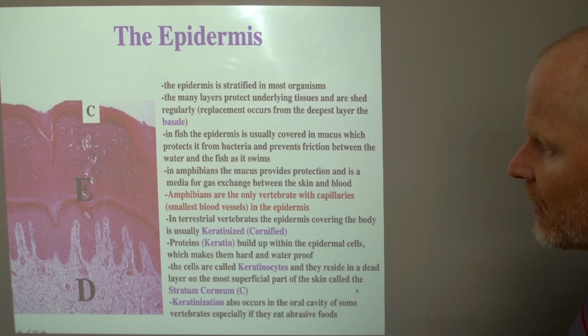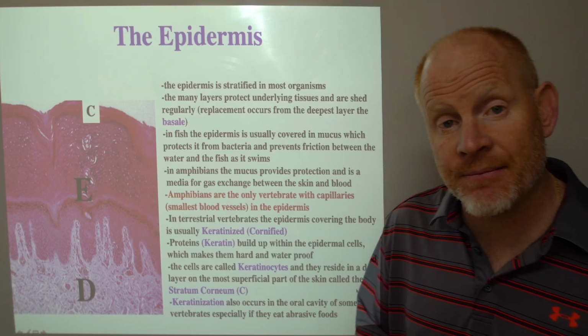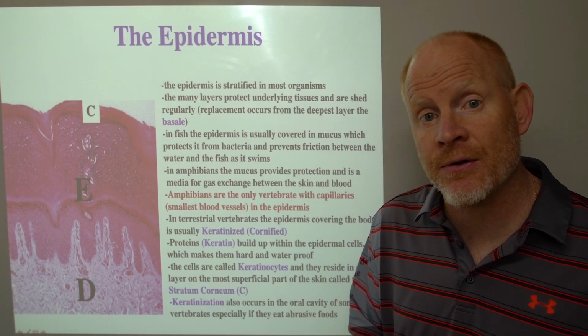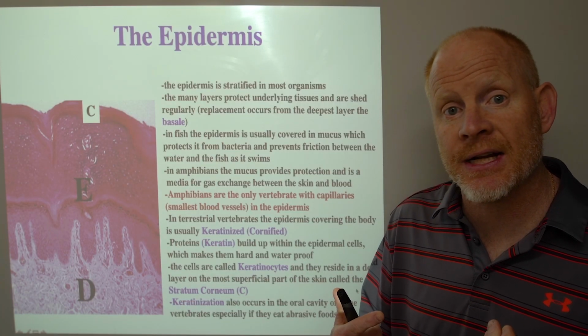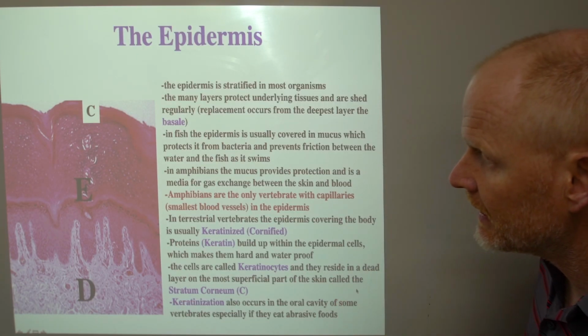Amphibians are the only vertebrates with capillaries in their skin. They actually have blood vessels in their skin because they respire through their skin. We don't have capillaries in our epidermis because we don't respire through our skin as a major respiratory organ.